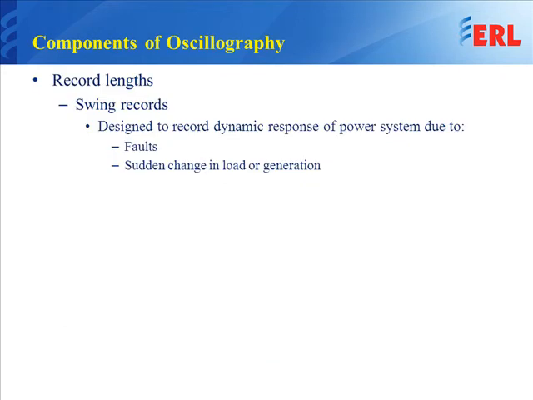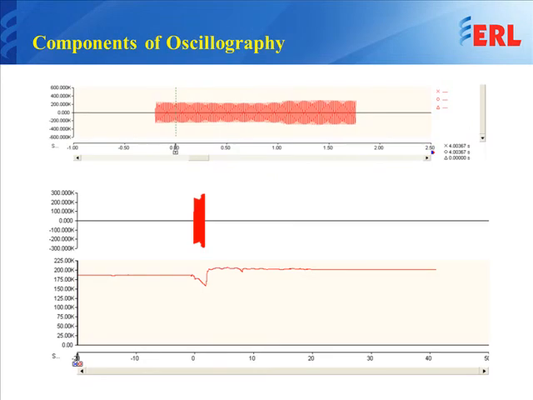The other type of record is what's called a swing record. These records are usually sampled at a slower rate, and they are designed to capture the dynamic response of the power system. For example, what happens to generation when there's a fault on the system? The system starts to oscillate, and sometimes the generation would not respond. The frequency will go down or up depending on the system behavior. So swing records can provide us a good idea of an overall system behavior.